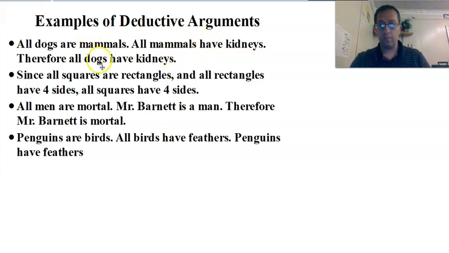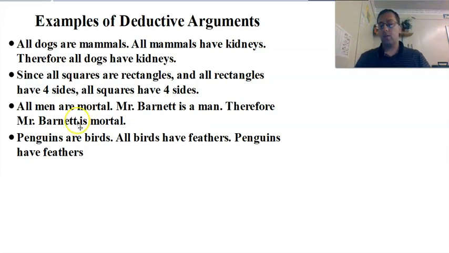therefore this is true. So, since all squares are rectangles, and all rectangles have 4 sides, then any specific square will have 4 sides. All men are mortal. Mr. Barnett's a man, therefore Mr. Barnett is mortal. Penguins are birds. All birds have feathers, therefore penguins also have feathers, because they are birds. This is the rule, this is the way the world works. That is the definition of a bird, is that it has feathers.